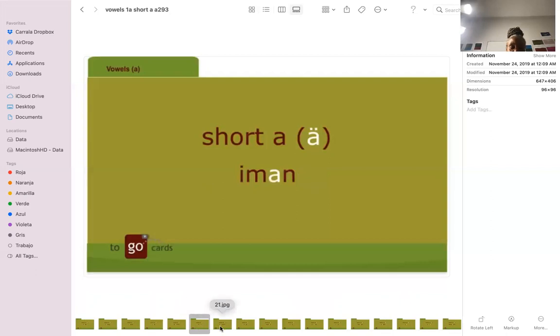Iman. Palmistry. I guess it's the study of the palm. Naga. Vietnam. Paca. Bahama. Naos. Macaque. Macaque. I think that's a bad word. Gandhi.